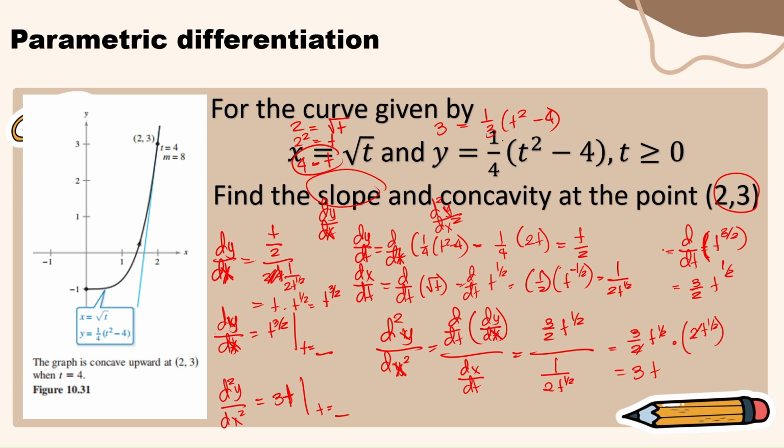Pero, we must verify it with this one. So, substitute natin si 4 here. 1 over 3 times 4 squared minus 4. At dapat yung sagot dito ay 3, para masabi natin na totoo that t is equal to 4 if x is equal to 2 and y is equal to 3. 4 squared is 16, 16 minus 4 is 12, divided by 3.